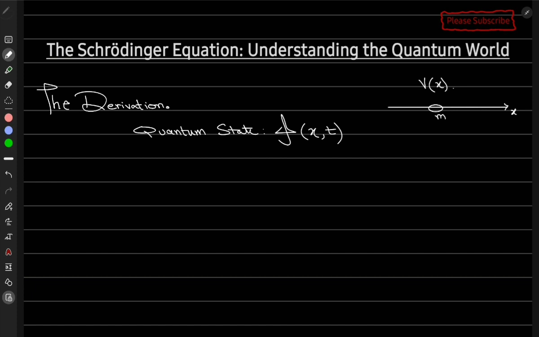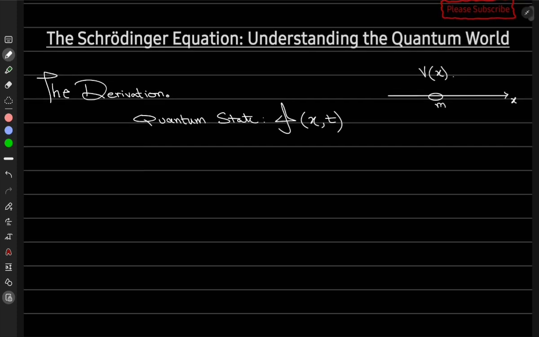Now, this quantum state should satisfy our Schrodinger equation. I'm going to write this Schrodinger equation over here, but of course, we are going to see where that equation comes from. So let me just write it down.